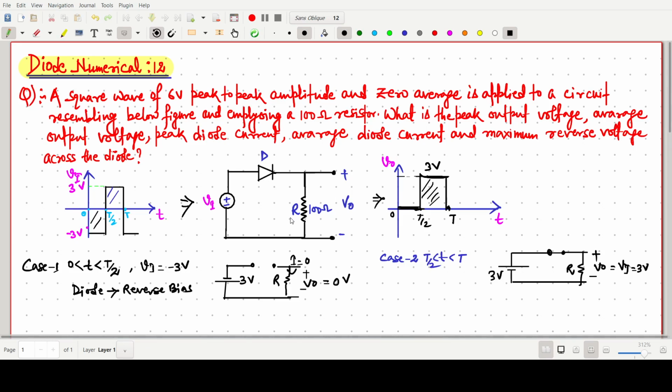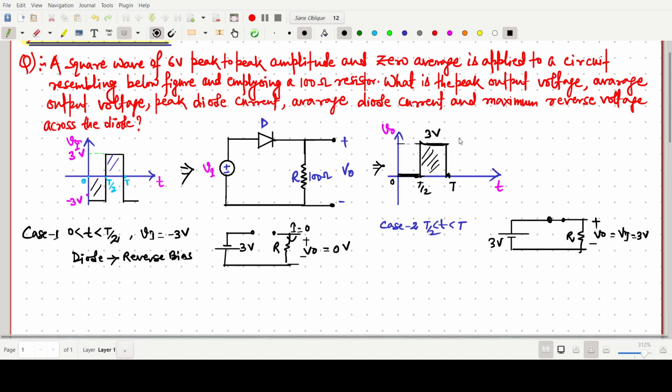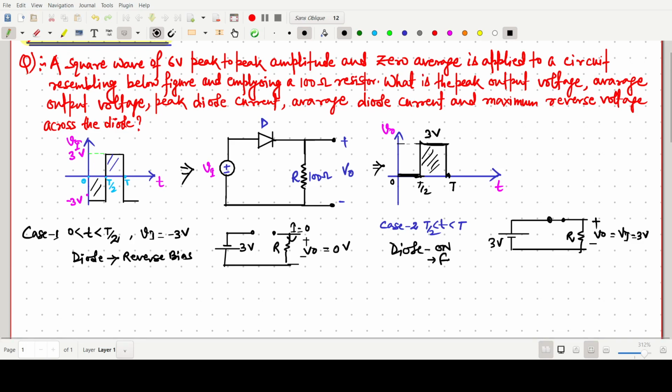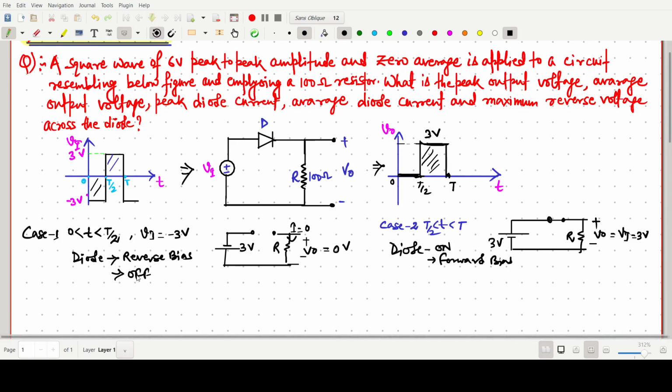Now we have to think about the average value, peak value, everything. So here the diode will be in the on state, or forward bias, and here the diode is off, in reverse bias.